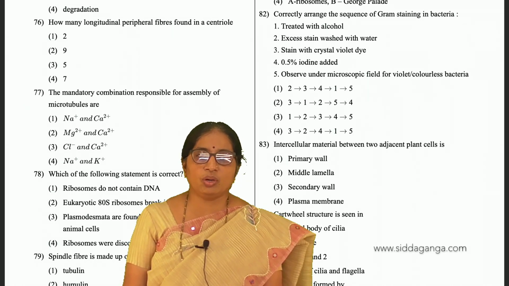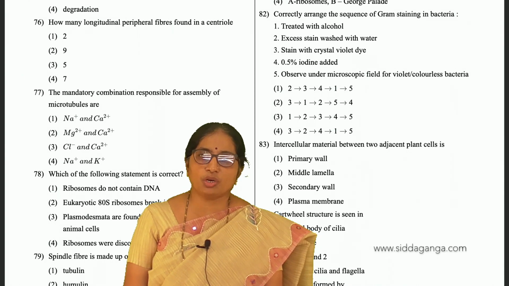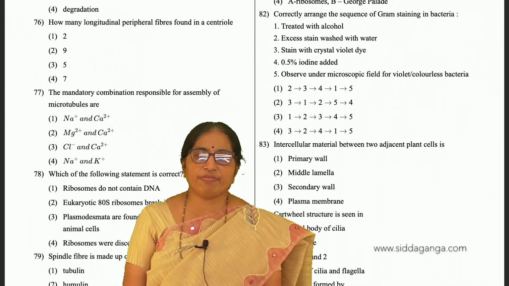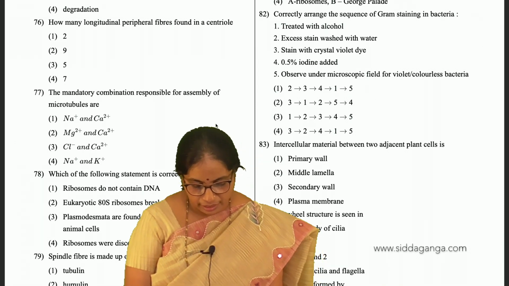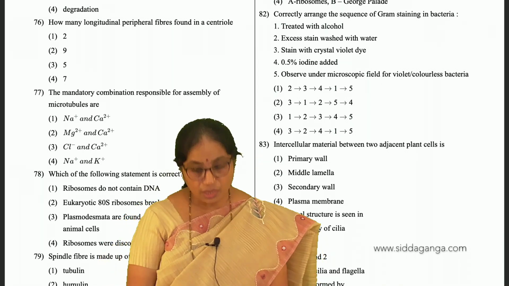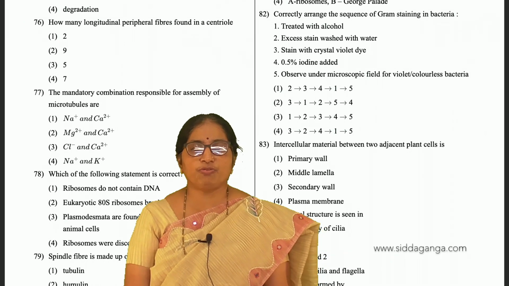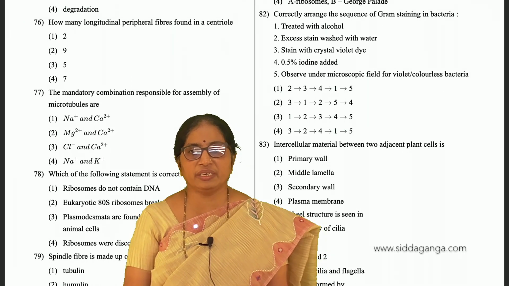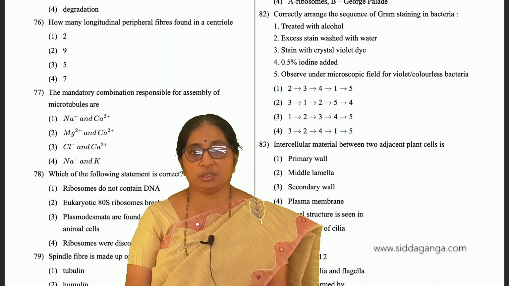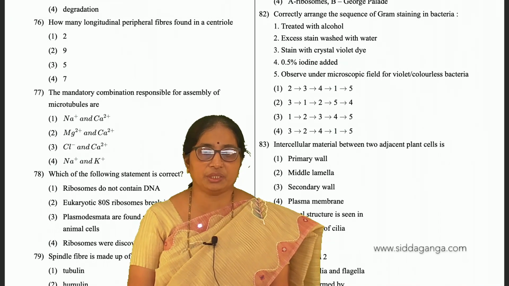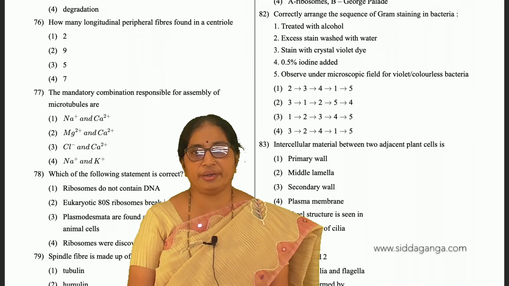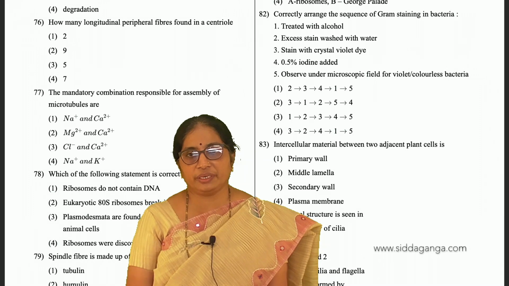Treated with alcohol, excess stain washed with water, stain with crystal violet dye, 0.5% iodine added, observe under microscopic field for violet or colorless bacteria. So, the right option is, first of all, the bacteria culture is treated with stain with crystal violet dye. So, option 3, stain with crystal violet dye.